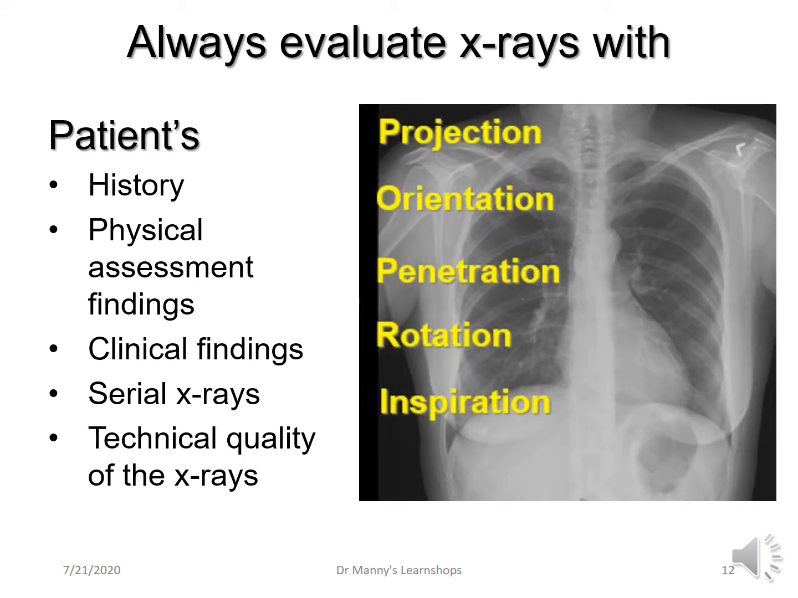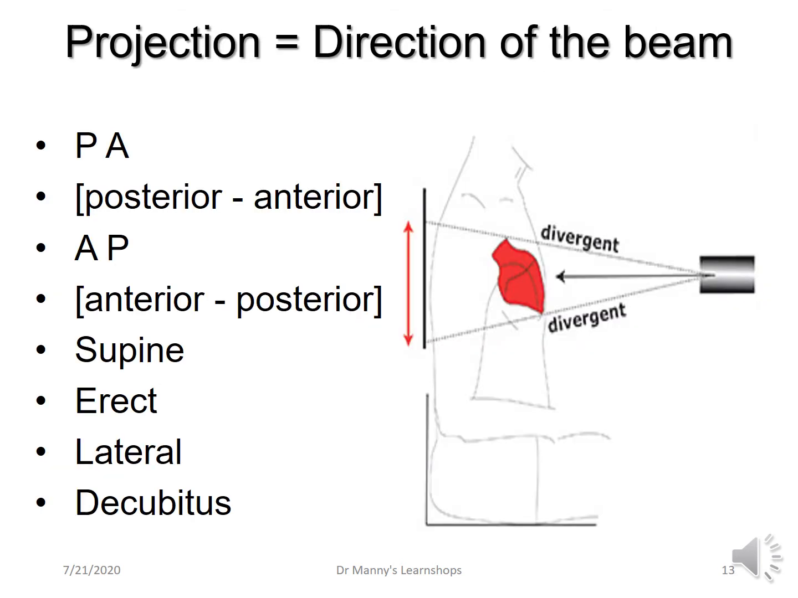Then look at the technical quality. How was the X-ray taken? Because if it wasn't taken correctly, for example, you may take a photograph of someone in the dark and the camera didn't work properly and you can't really see the image clearly. The same thing applies here. The technical quality consists of 5 main points: projection, orientation, penetration, rotation, and inspiration. The degree of inspiration, which we're going to be reviewing.